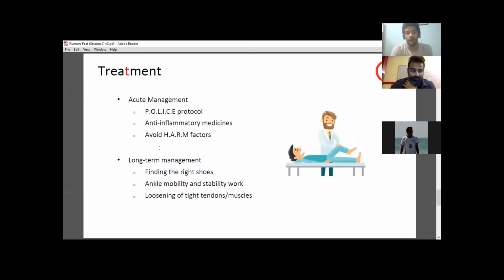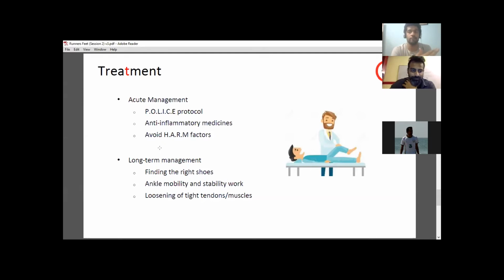Treatment, acute management. You might see that if you attended my talks before, or even last week's talk, I always start acute management with the POLICE protocol, because it stands for protection, optimal loading, icing, compression, and elevation. This is the standard for any acute injury management. It makes sense. You can apply it to any injury.